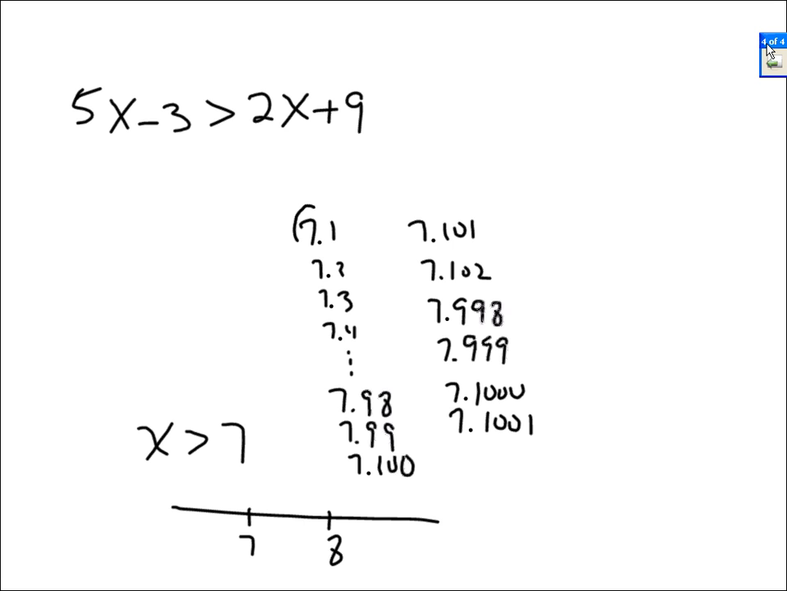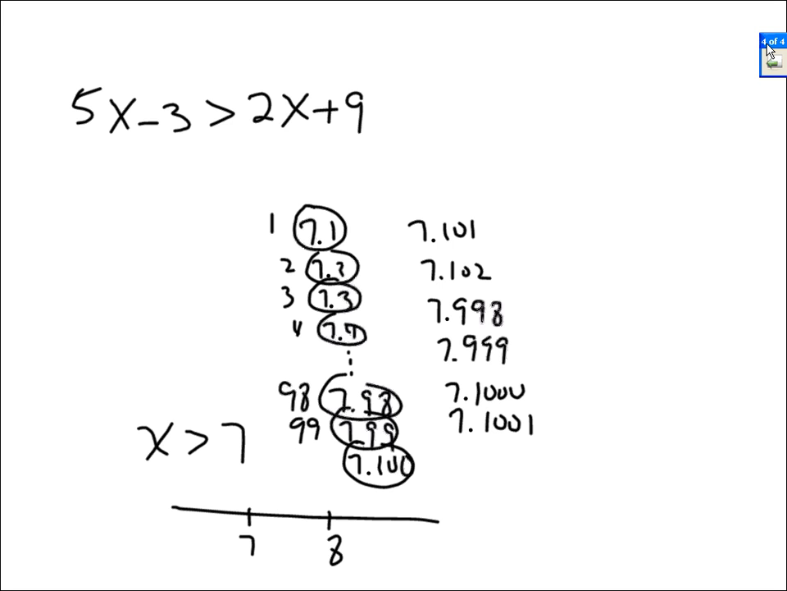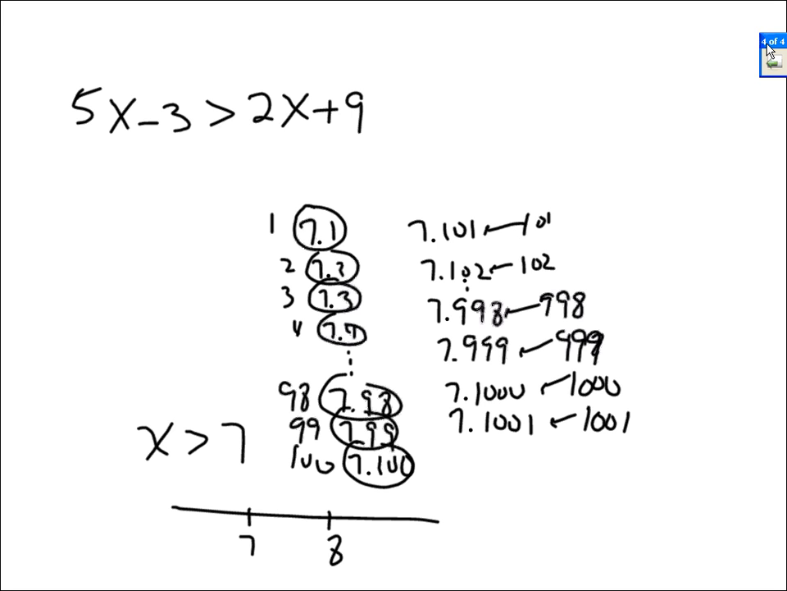And after all, let's call this the first number above 7. We'll call this the second number, the third number, the fourth number. We'll call this the 98th number, the 99th number, the 100th number, 101st number, 102nd number, and so on, up to the 998th number, 999th number between 7 and 8, the 1000th number between 7 and 8, the 1001st number between 7 and 8. This list can go on forever, and so can this one.